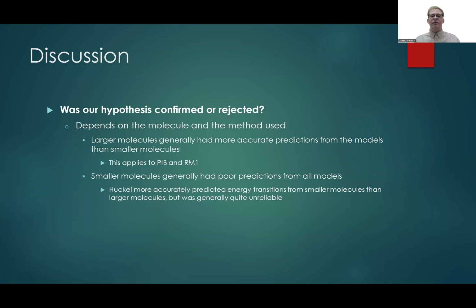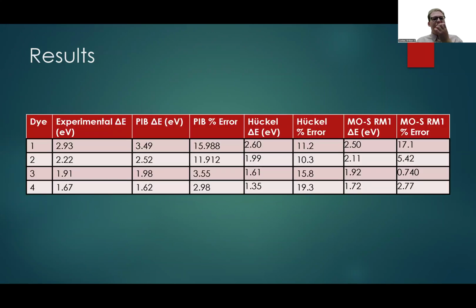Pause a second. I wanted to talk a little bit about why the Huckel method might not be all that accurate. So let's go back to the results for a second. We can see here that Huckel just generally was not a very accurate model. And there might be some pretty good reasons for that. Yes, it's making approximations about orbital overlap in terms of the adjacent molecules.